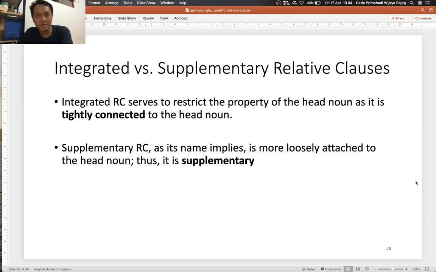Meanwhile, the supplementary relative clause, the name suggests it is just a supplement. It is more loosely attached to the head noun. So that's why it is supplementary or just additional.